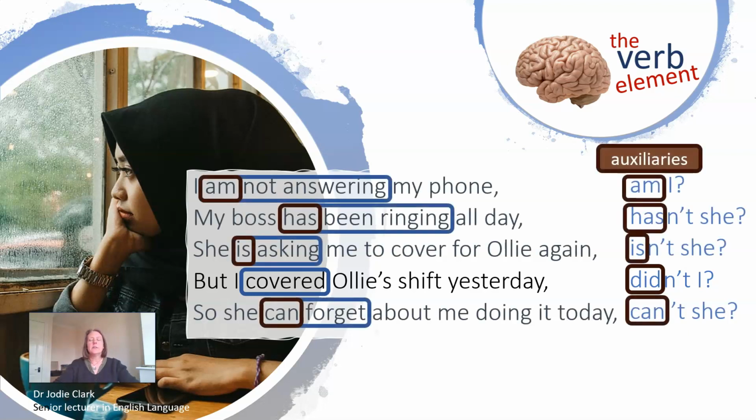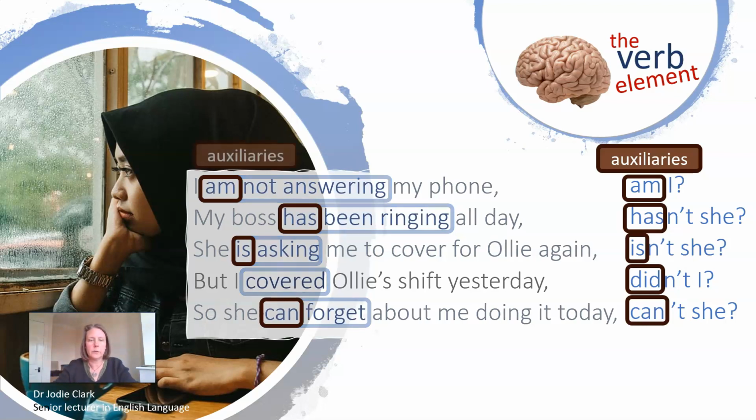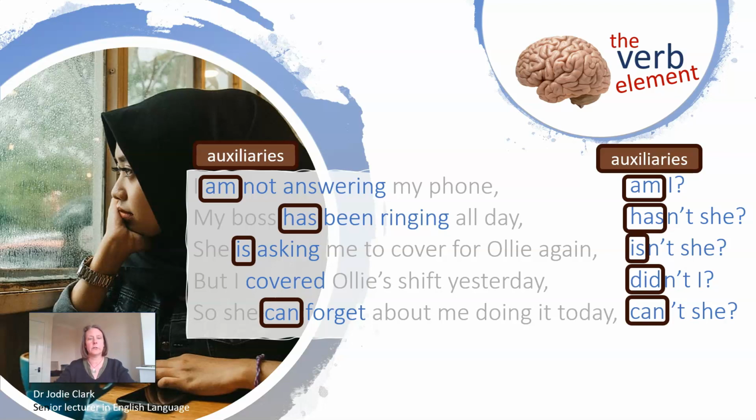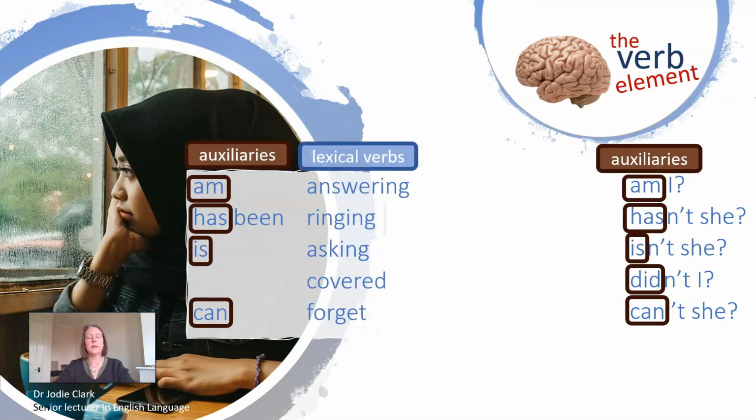What's happening is that the first word in the question tag, if we get rid of our negative particle, the n't, which is a contraction for not, is always an auxiliary of one sort or another. It's an auxiliary, and our verb element can also contain auxiliaries. So let's have a look at what our verb element can contain. Those are some of the auxiliaries in the verb element: am, has, is, and can, and we also see those as part of question tags. So a verb element can contain auxiliaries, and it also can contain lexical verbs.